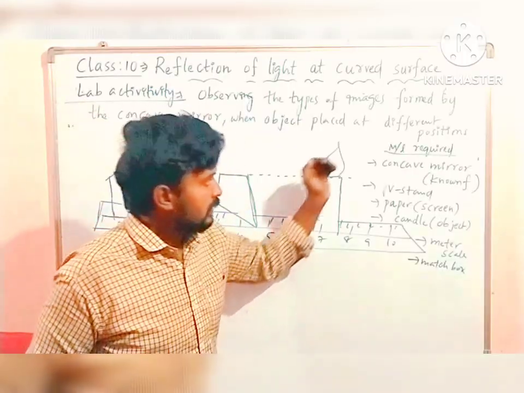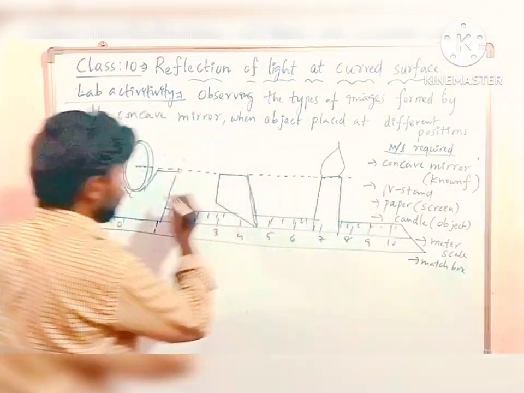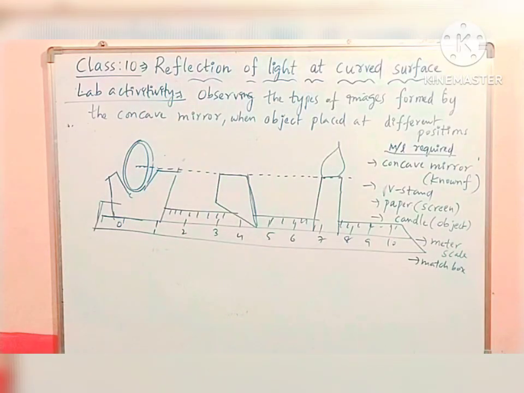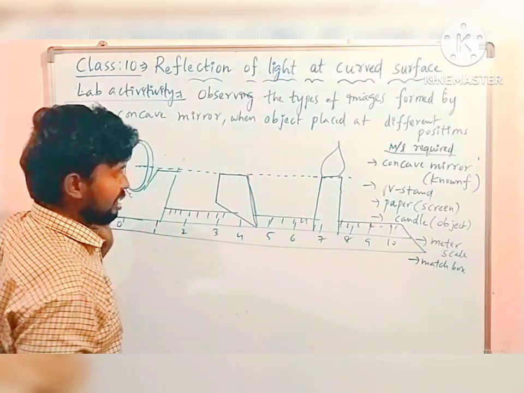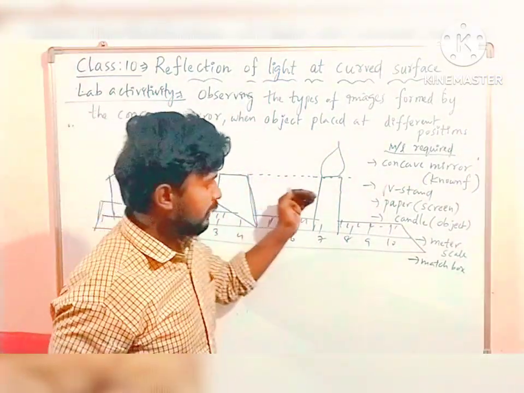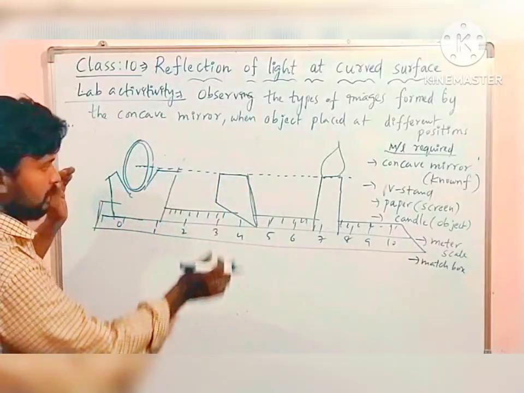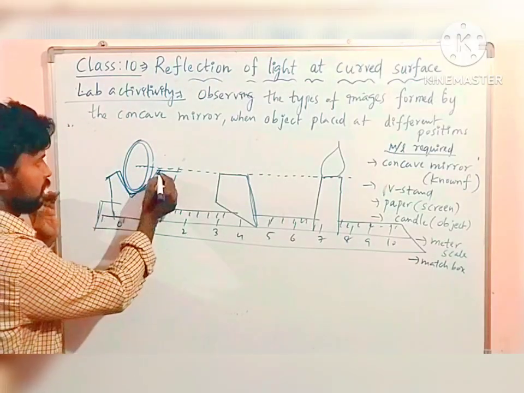Next, materials required: concave mirror, V stand, paper or a screen, candle, meter scale, and matchbox. Now, what does this activity involve? First, how to write the procedure.